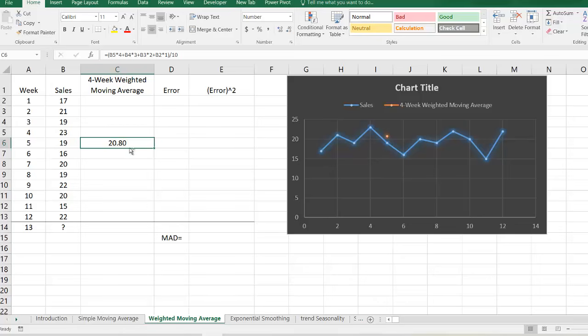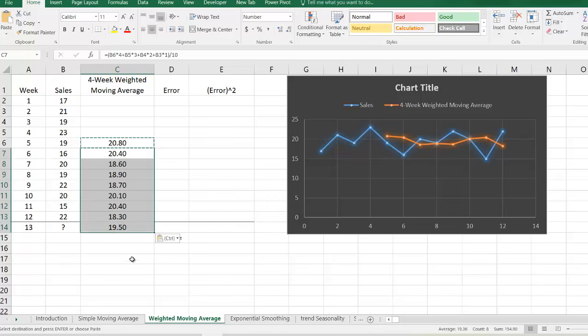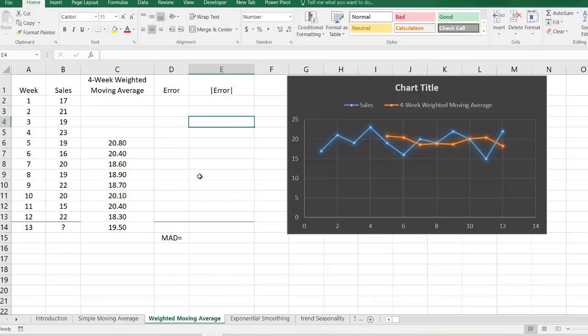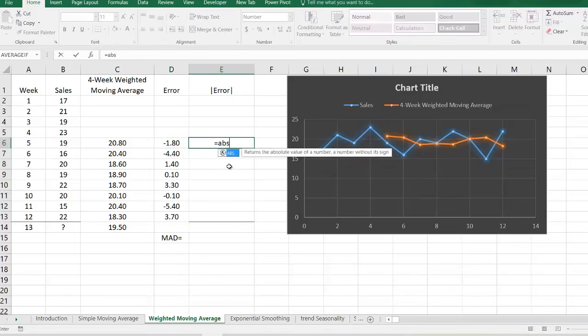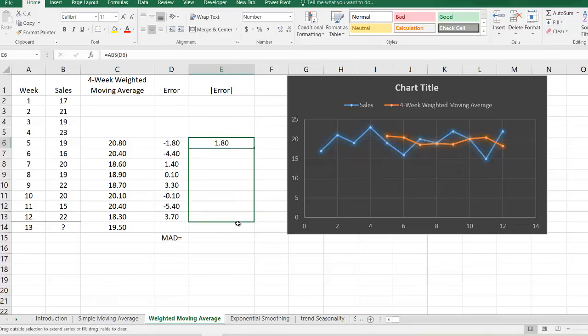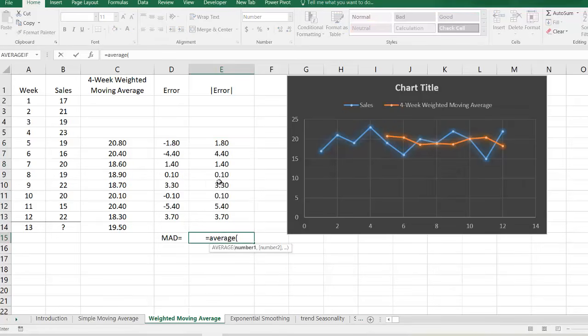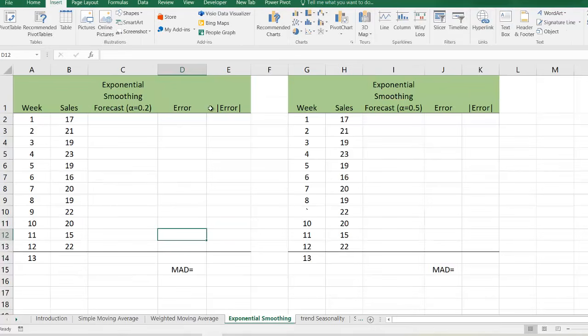Again, copying this formula to the next periods and making our forecast on the 13th period, our forecast for the 13th week will be 19.5. And the corresponding MAD of a 4-week weighted moving average is 2.53.